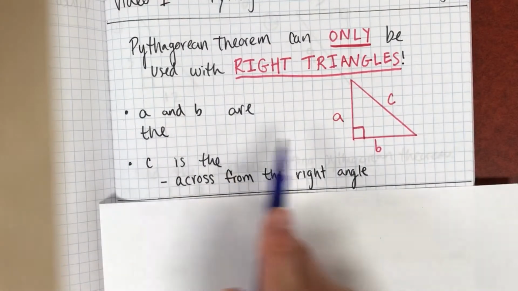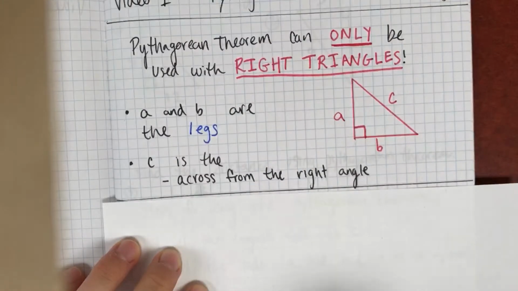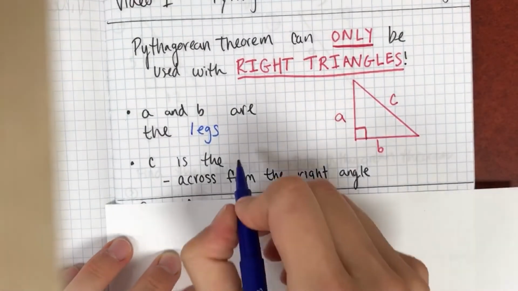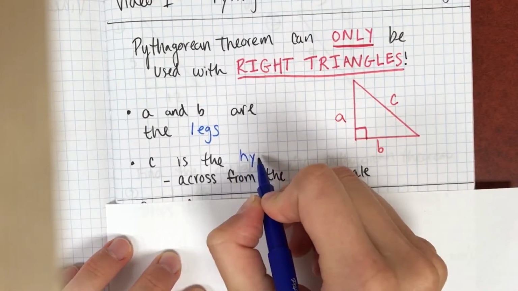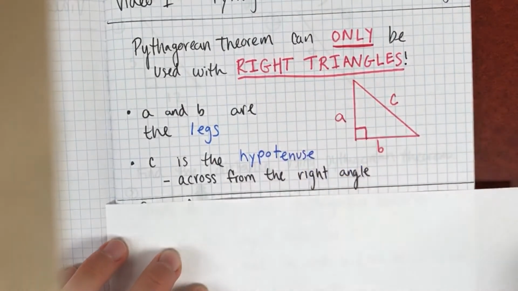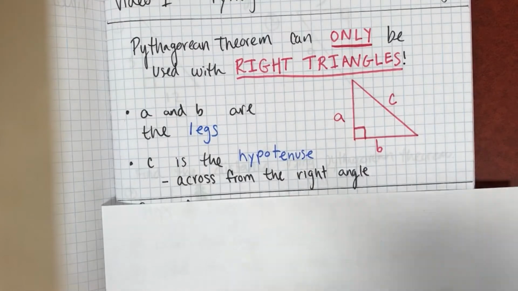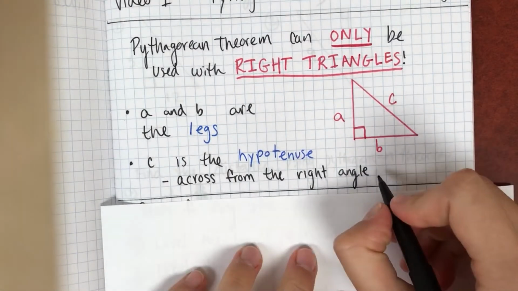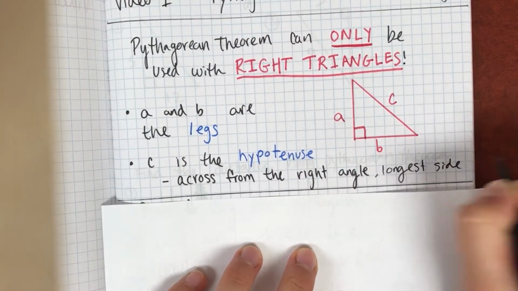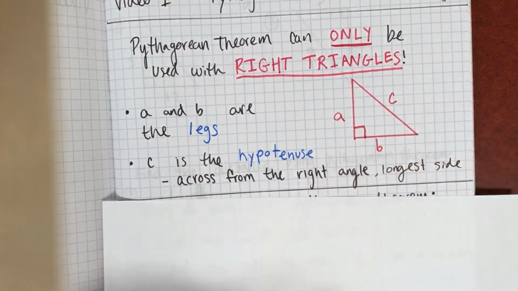Now, A and B, we call those our legs. Okay, those are the two sides that form that right angle. And C is the hypotenuse. Okay, it's our longest side, and it's across from the right angle. Okay, and so let's go ahead and add that it is the longest side. So it's always going to be directly across from that right angle.